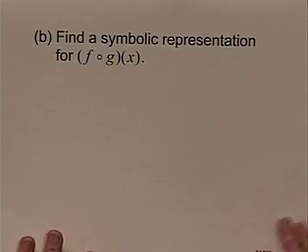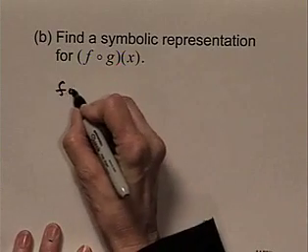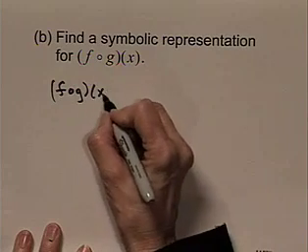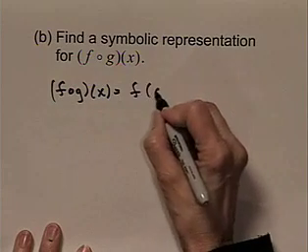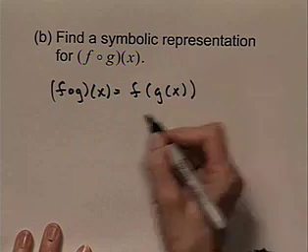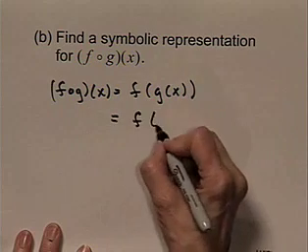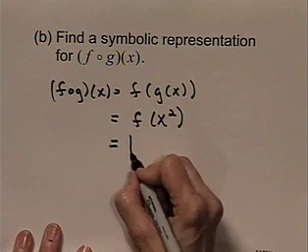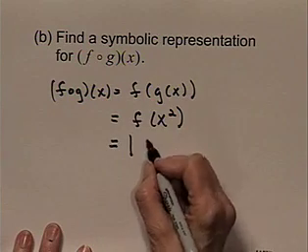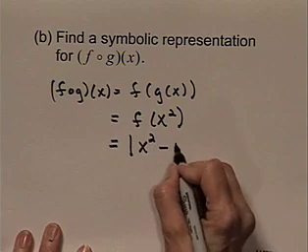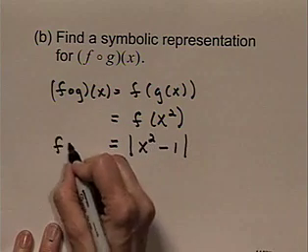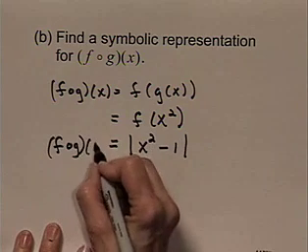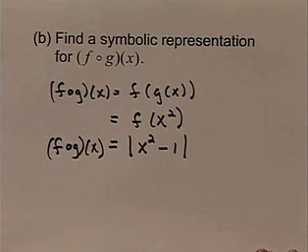Next, we'd like to find a symbolic representation for our composite function. F composed with g of x is f at g of x. Now remember that g of x here was x squared, and f was the absolute value of the input, in this case x squared, minus 1. So this is the symbolic representation for our composite function.